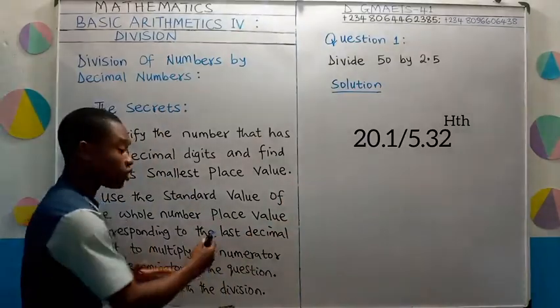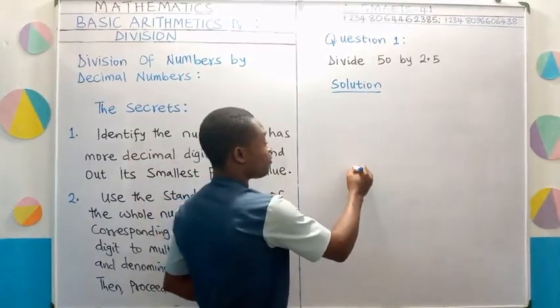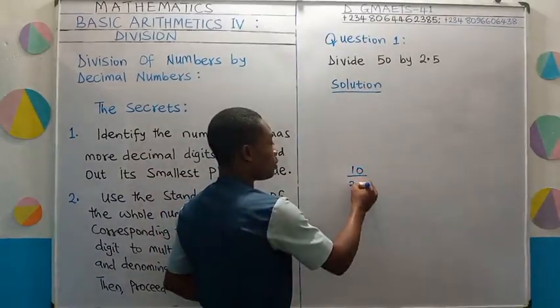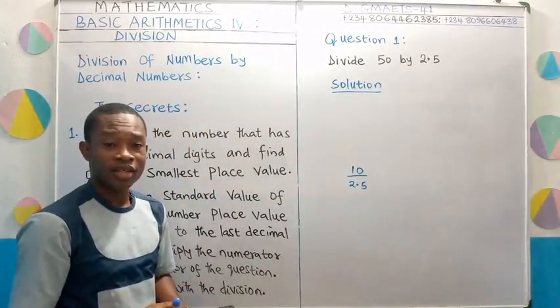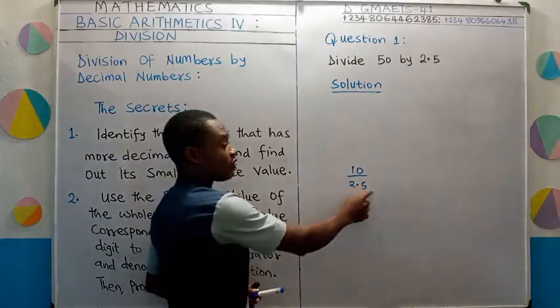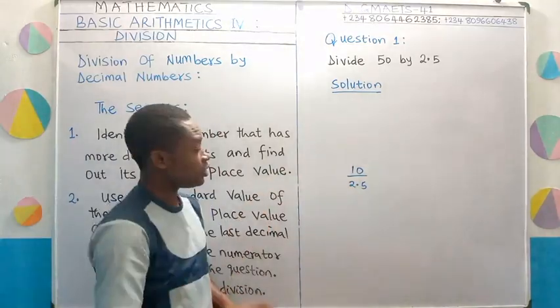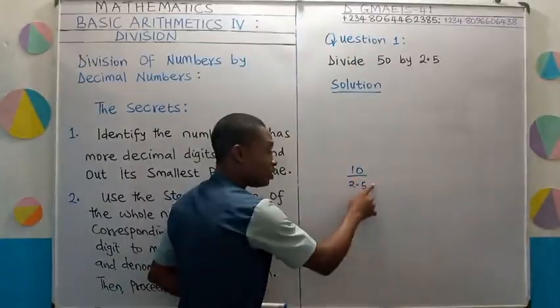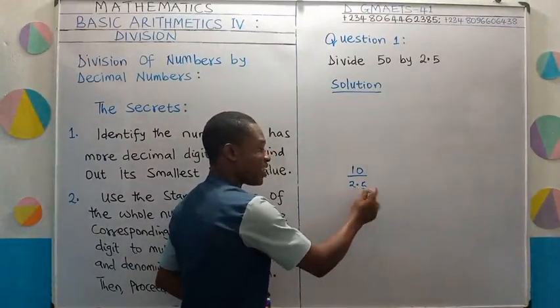That's what this 0.2 is talking about. Now quickly, let me show you this one on the board as well. So imagine that you have 10 divided by 2.5. Now, 10 divided by 2.5, you see clearly that the number that has decimal digits is the denominator, 2.5. This has a decimal digit. The numerator does not have any decimal digit. So this will now be my interest. And in this 2.5, the smallest place value is tenths.